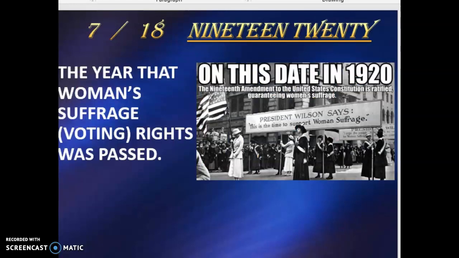Number 7, the year is 1920. The year that women's suffrage voting rights were passed. It says the year 1920, but the amendment number is the 19th Amendment. The 19th Amendment to the Constitution is what granted women the right to vote.